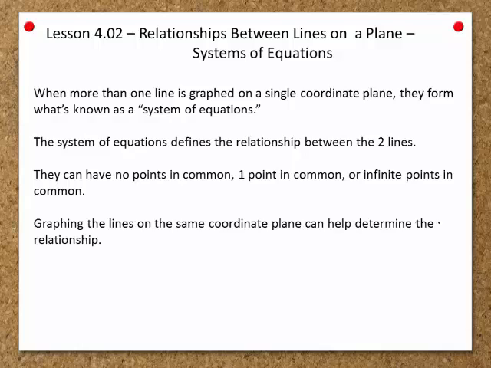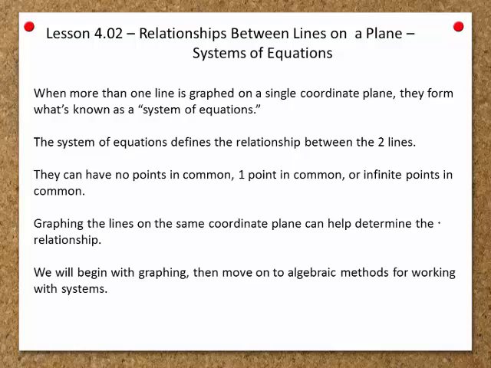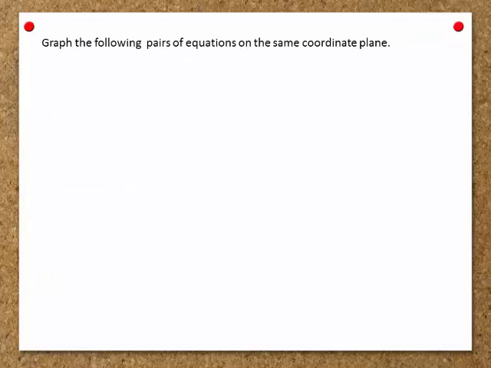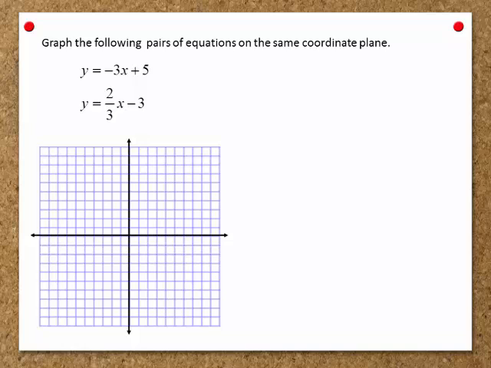Graphing the lines on the same coordinate plane can help to determine the relationship. So we're going to start with graphing, and then we'll move on to algebraic methods for working with systems in other lessons. So the first thing we want to do is graph some pairs of equations on the same coordinate plane. Our first pair of equations is y equals negative 3x plus 5 and y equals 2/3 x minus 3. I'll graph this one in dark blue, and I'll graph the second one in red.